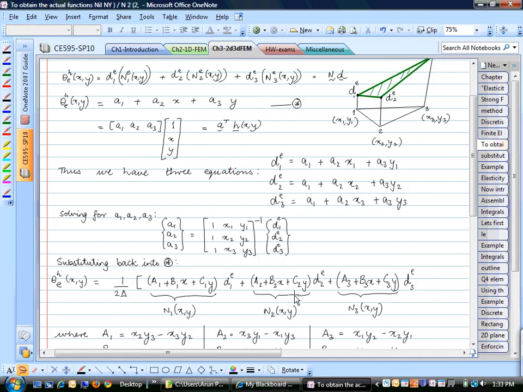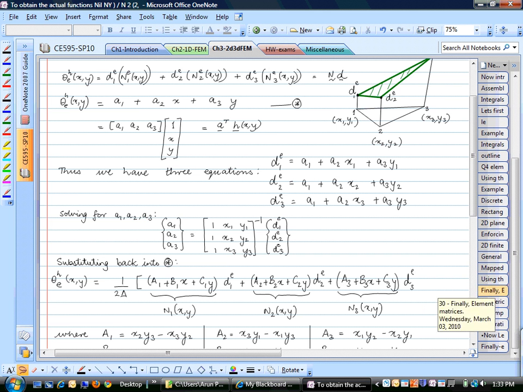So make sure that if the node numbers are given to you in a clockwise manner, calculate the area and see if it is coming out to be negative or not. If it is coming out to be negative, then you know that the node numbers are actually in a clockwise direction. So you might have to change some of these A, B, and C coefficients also. Basically, the idea is that we want to construct shape functions that go to 1, not -1, right? So you have to keep that in mind.